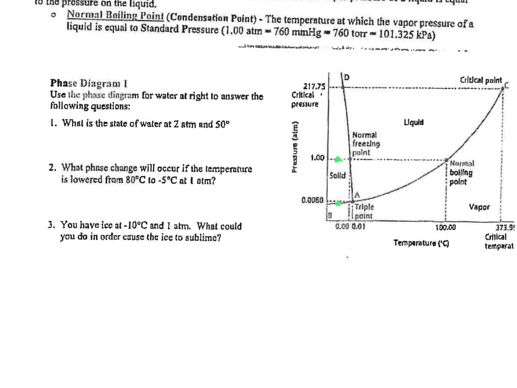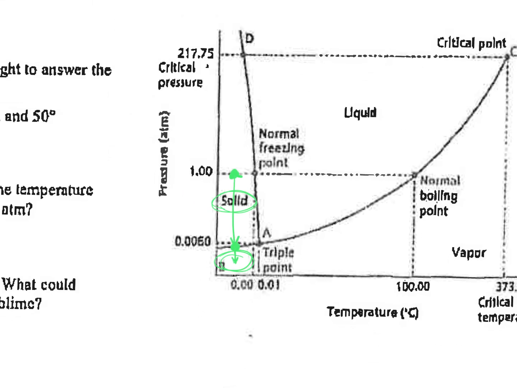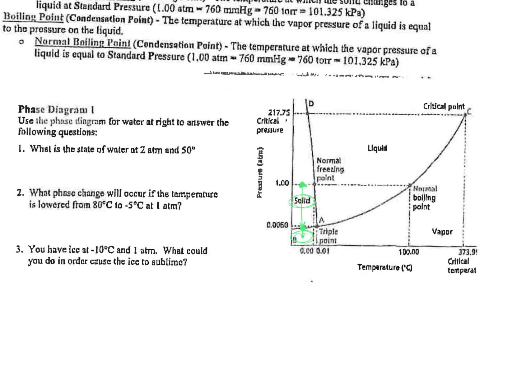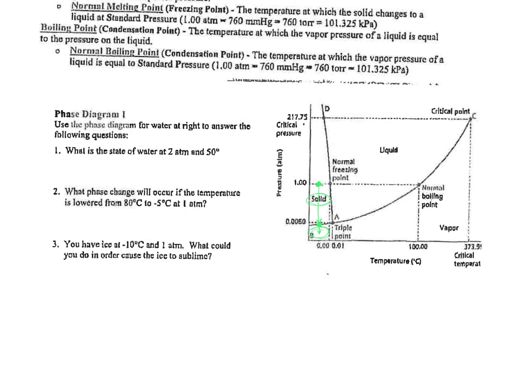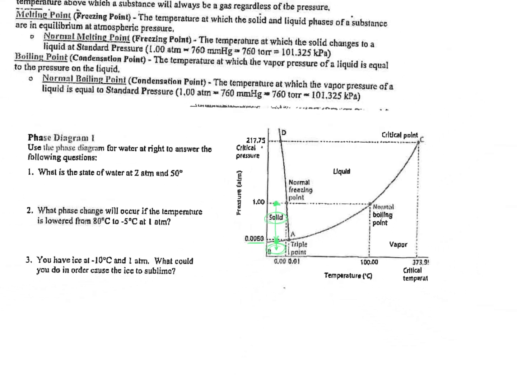In other words, we're going to go from this pressure down to that pressure, or past that pressure, in fact. So we would have to pass from the solid state into the gas state, and that would be sublimation. So the answer to the question is we would reduce the pressure to at least 6/1000ths of an atmosphere or so.